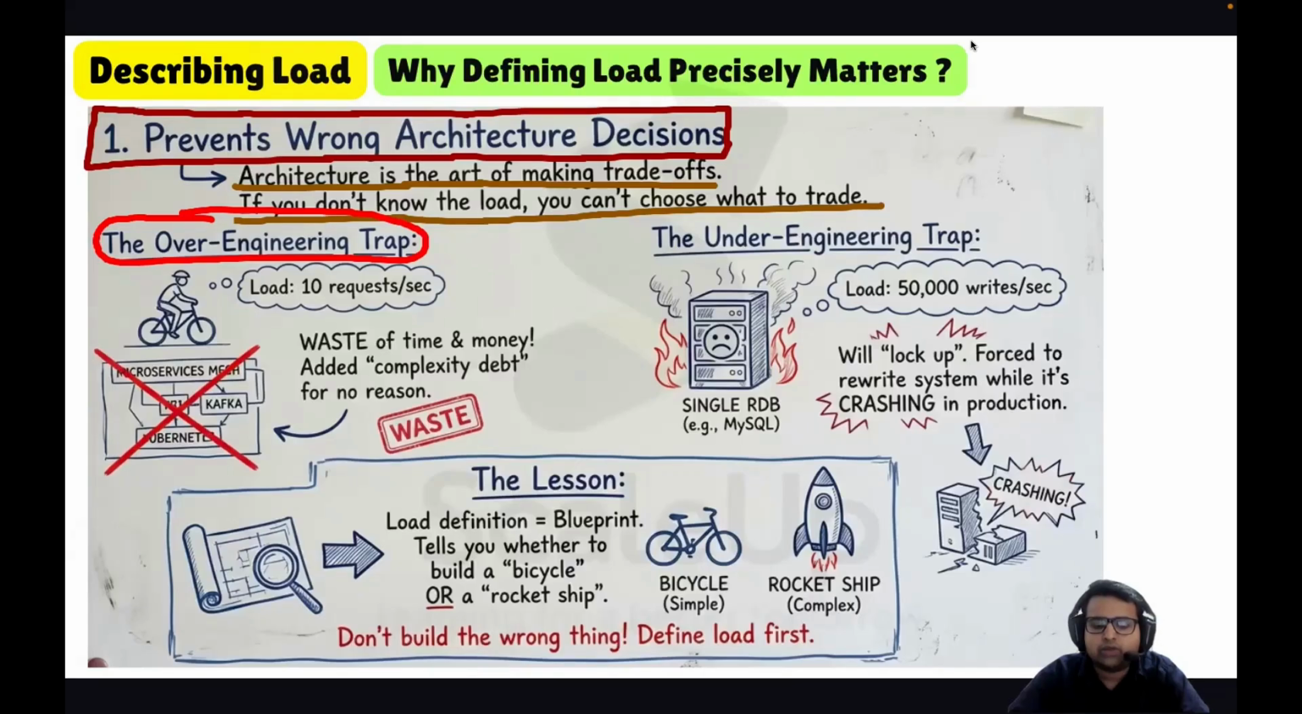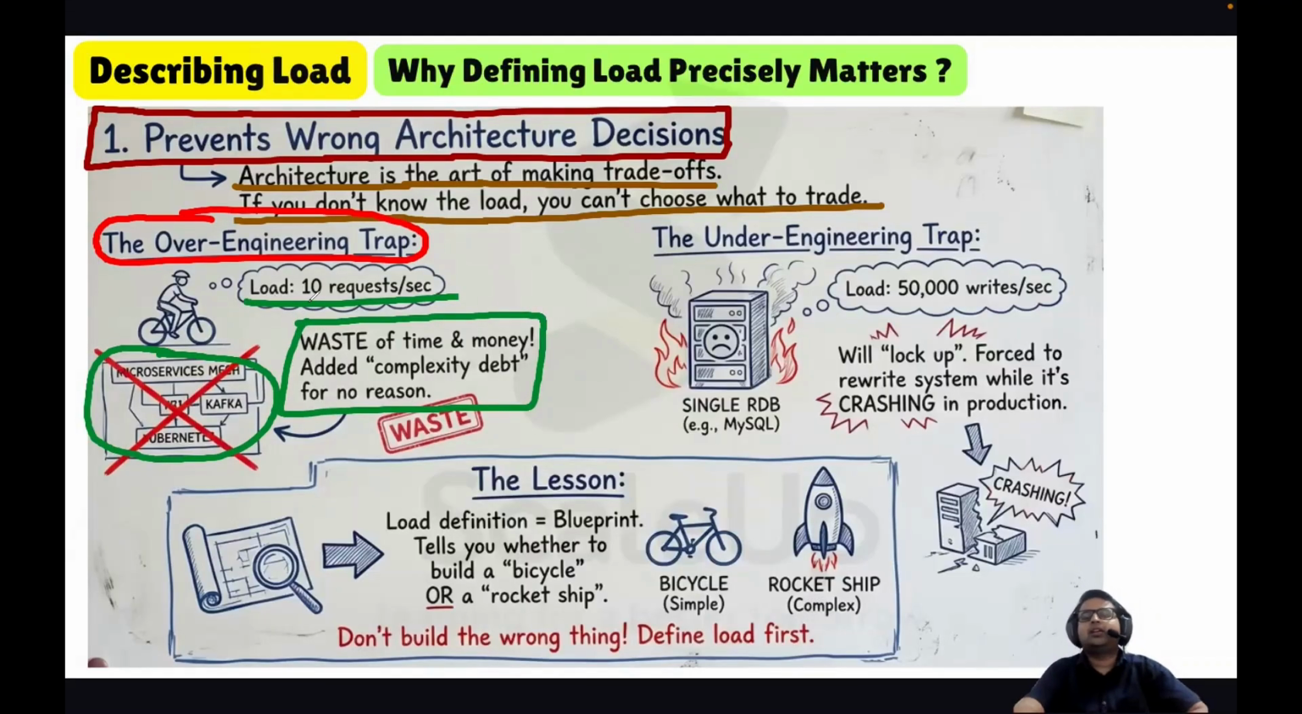Let us suppose your load is only 10 requests per second, but you over-engineered and you built a complex microservices mesh with Kafka, Kubernetes, just to handle 10 requests per second. You are just wasting time and money. That is the over-engineering trap. The load is not that heavy and we are over-engineering the system. We are unnecessarily adding resources, wasting time and money.